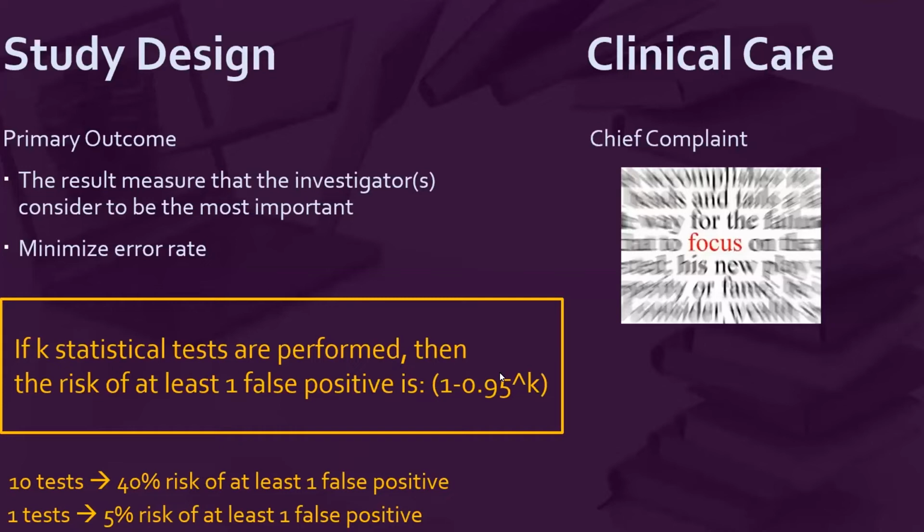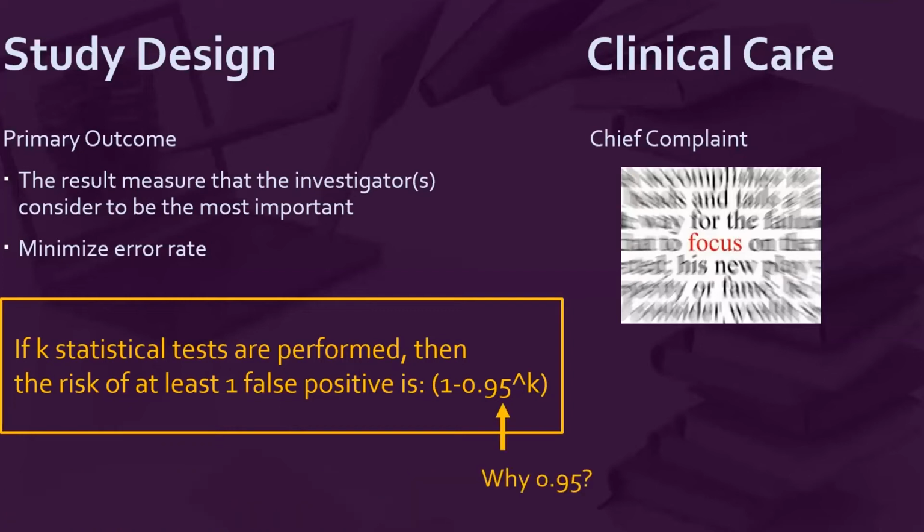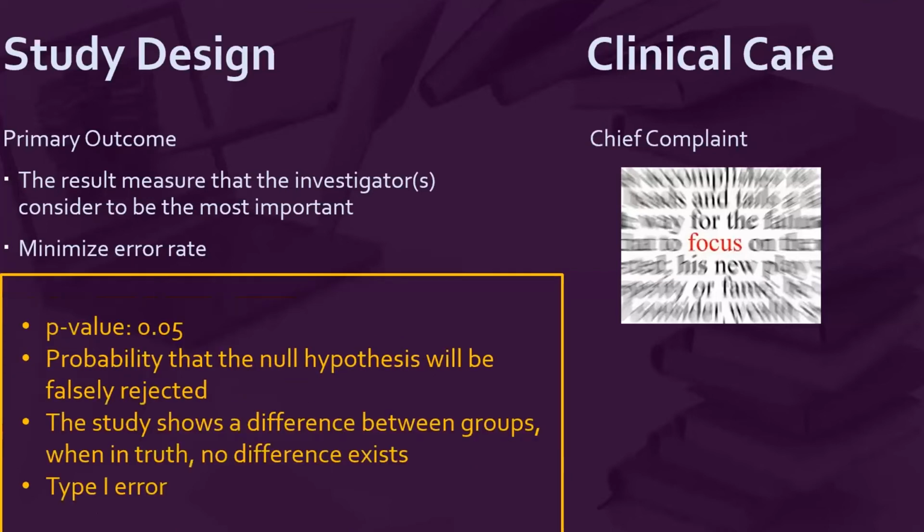So now, why is it 0.95 here? You might wonder where these numbers come from. And when you think about it, you actually know the answer to this question. Maybe you don't realize you know the answer, but most of the time people do. And that is the so common p-value threshold of 0.05. And so, what does that p-value really mean? Well, it's the probability of falsely rejecting the null hypothesis.